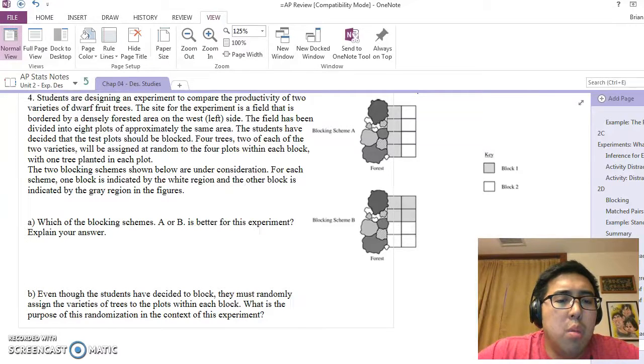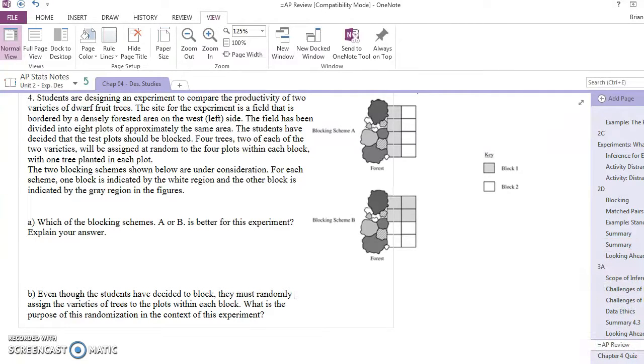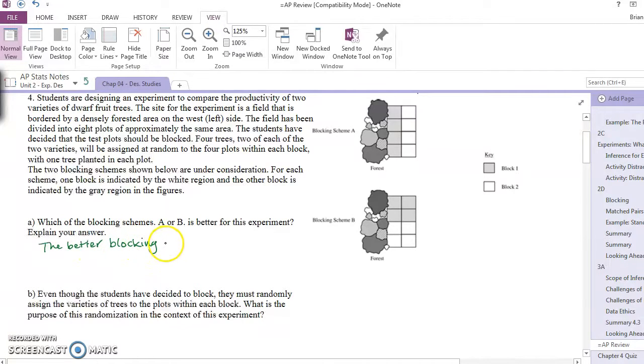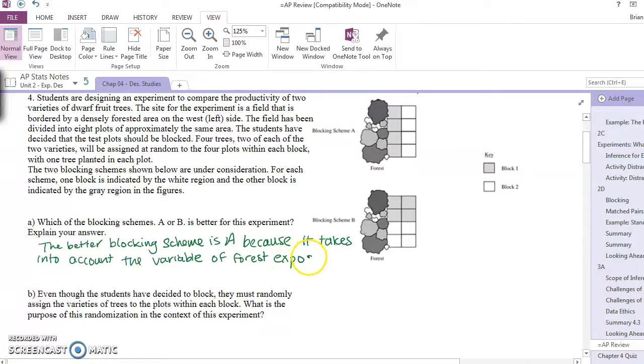Okay, so let me think about this. I believe, and I could be wrong, and we'll look at the answer key later, but I believe the better blocking scheme is A, because it takes into account the variable of forest exposure. Variable of forest exposure.